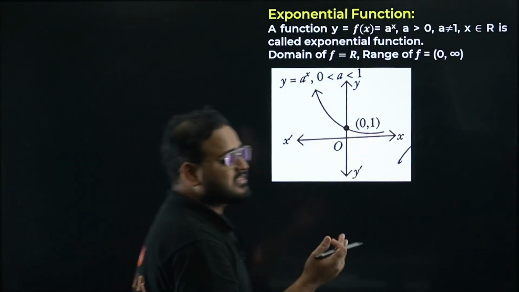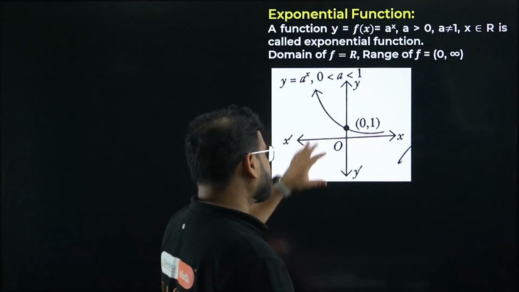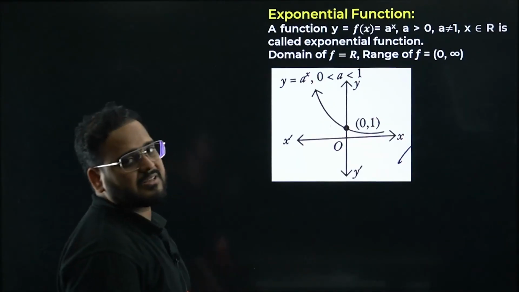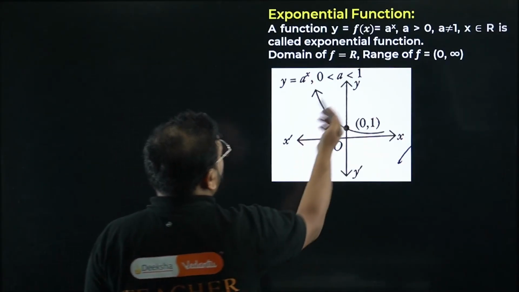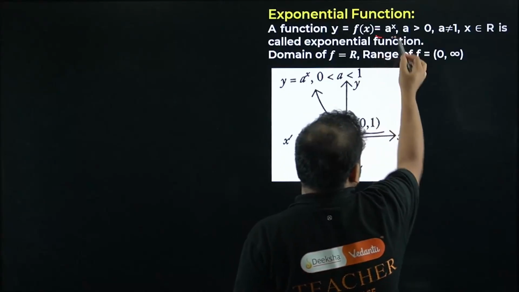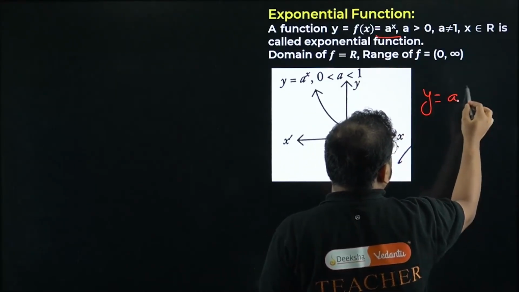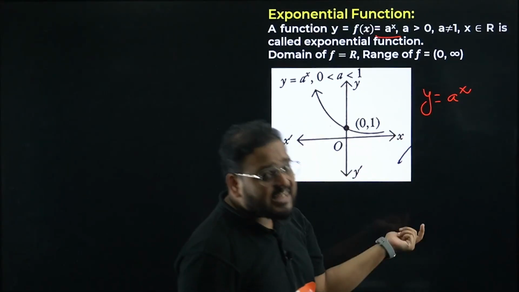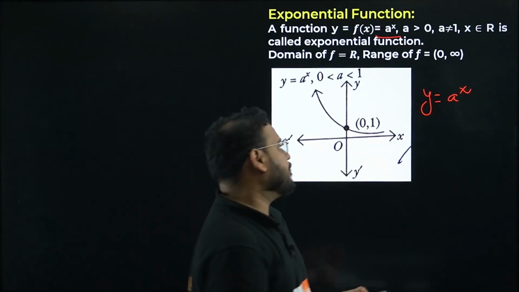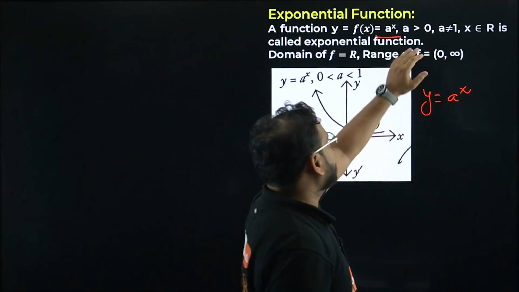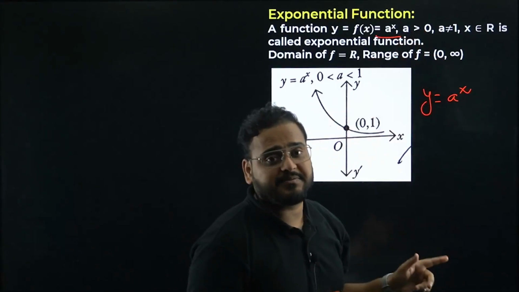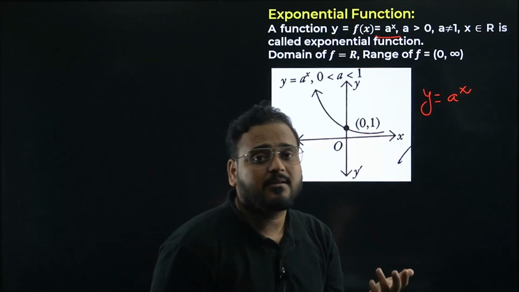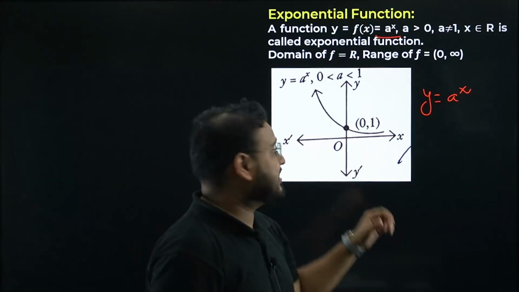Next is the exponential function. Of course, we have 2 graphs over here. One is when the base is less than 1. When the base is less than 1, the function is defined like this: y equal to a power x. If the value of a is less than 1 and more than 0, of course it cannot be less than 0. The value of a has to be always positive, and cannot be equal to 1. So if it is more than 0 and less than 1, the graph is this.